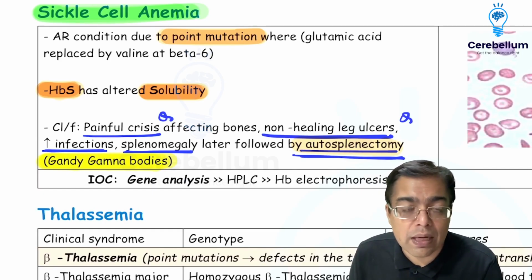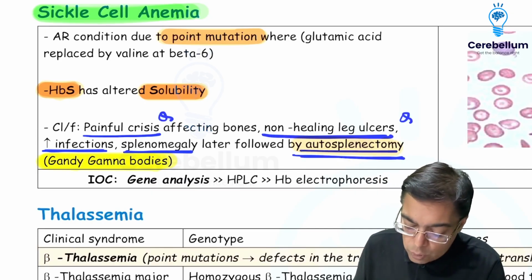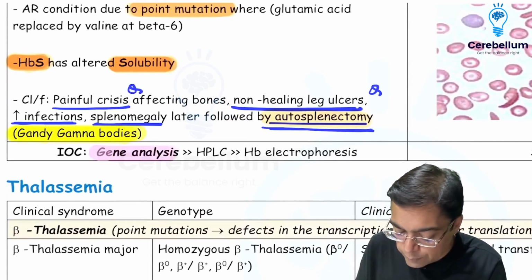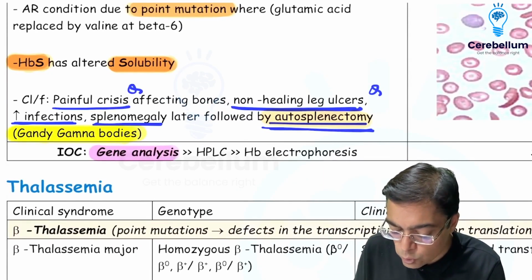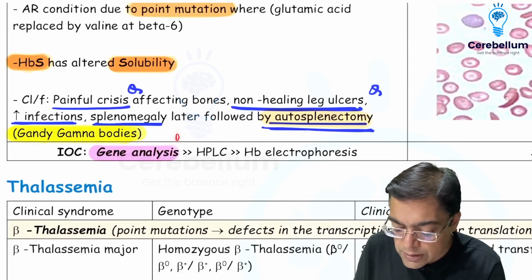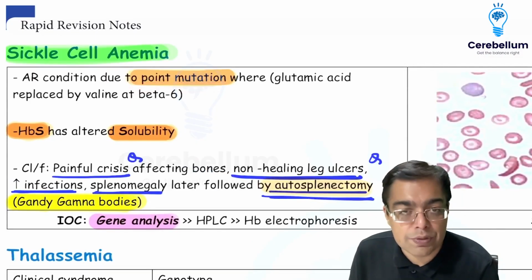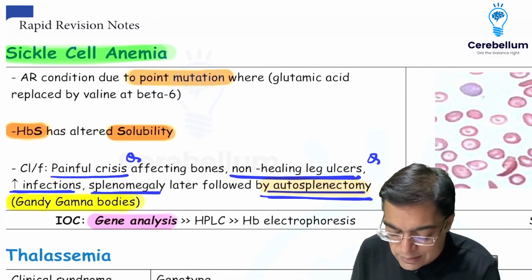And the patients, at times, please remember, are going to be confirmedly diagnosed with the help of genetic testing. The genetic testing can be done with the help of gene analysis, and this is to be remembered because this gene analysis will show you exactly that the patients have a point mutation. So that's about sickle cell anemia that we need to remember.